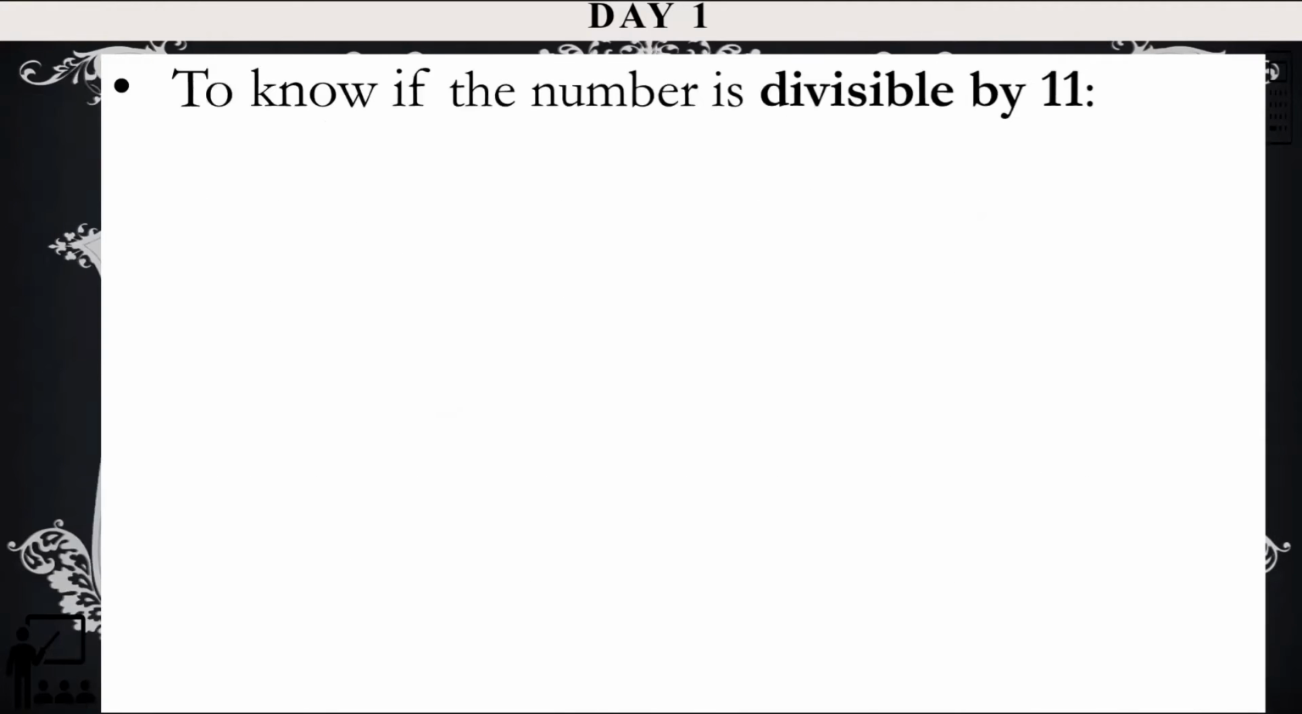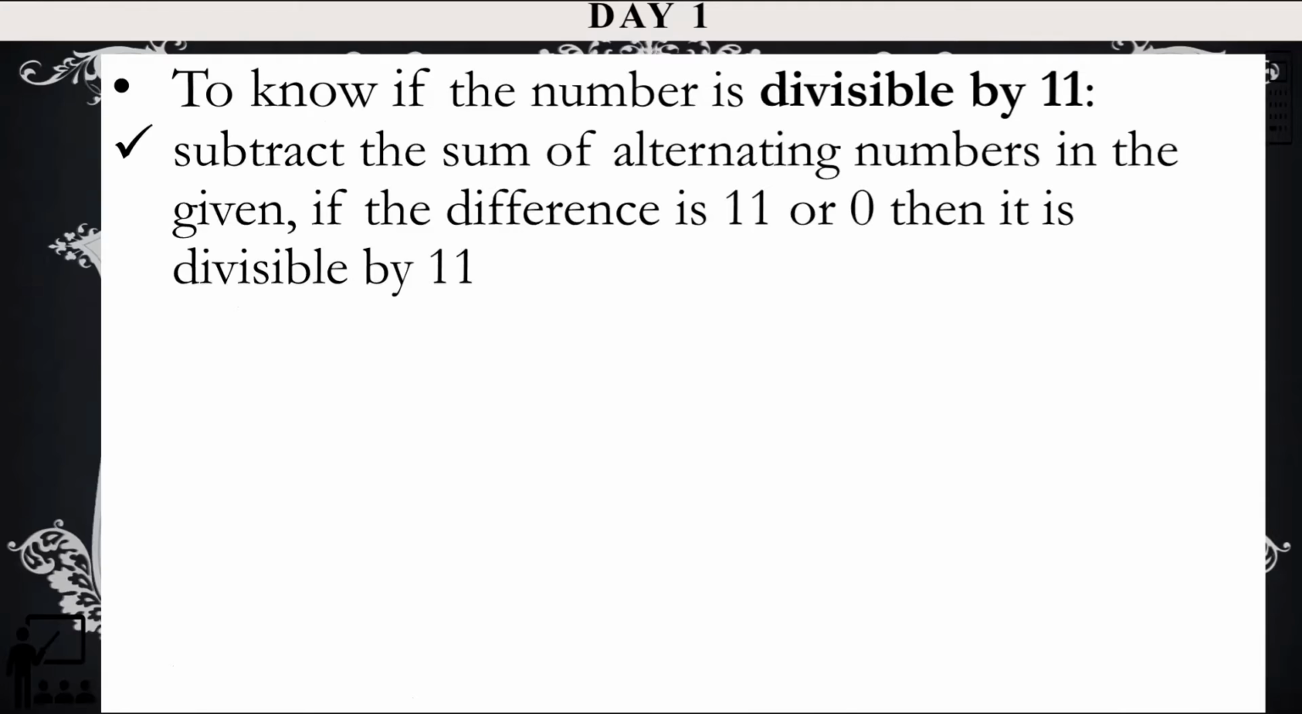Divisibility rule of 11. To know if a number is divisible by 11, we subtract the sum of the alternating digits in the given number. If the difference is 11 or 0, then it is divisible by 11. To further understand how we identify if a number is divisible by 11, let's have an example. Our example here is 1,144. How are we going to check if this is divisible by 11? Here, we need to subtract the sums of the alternating digits.